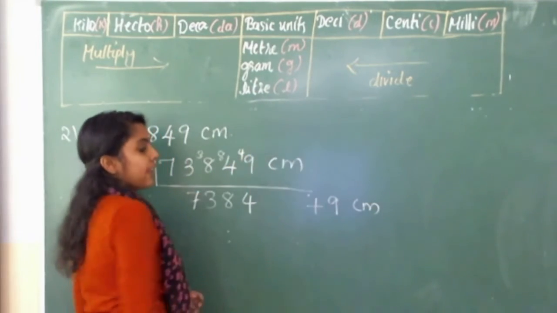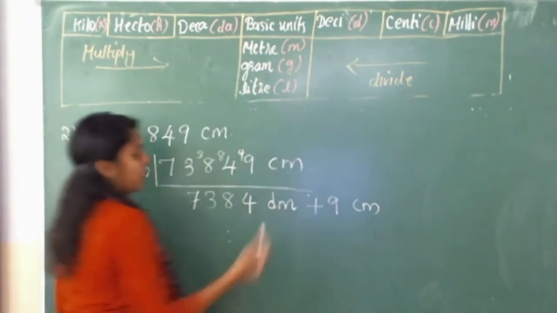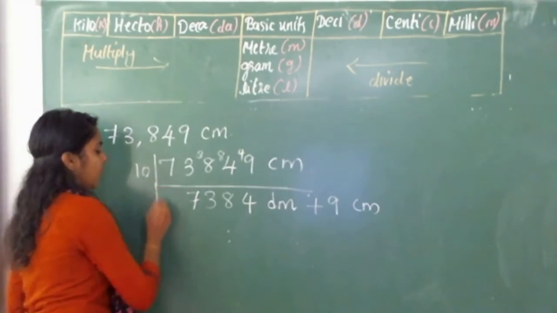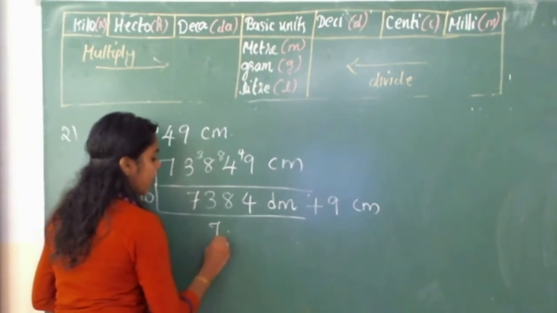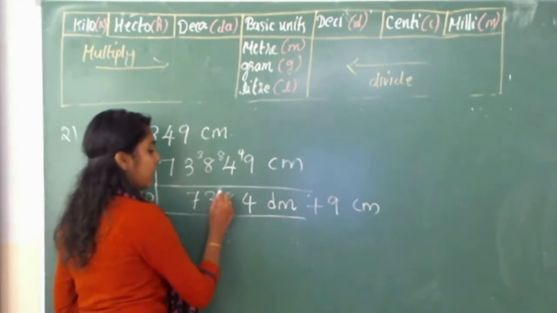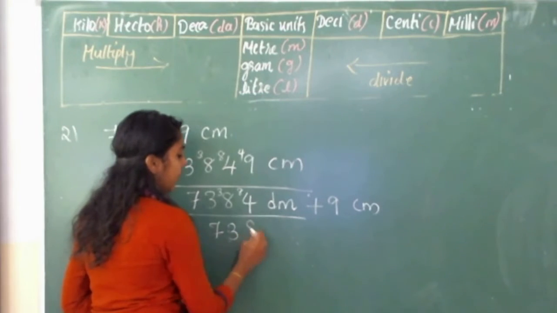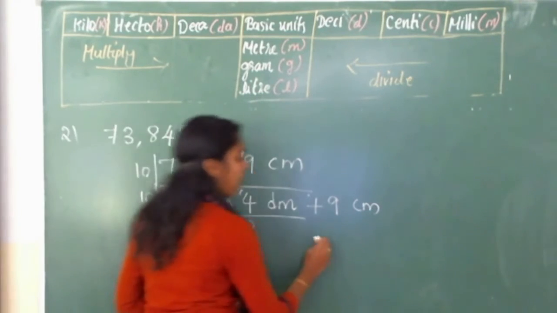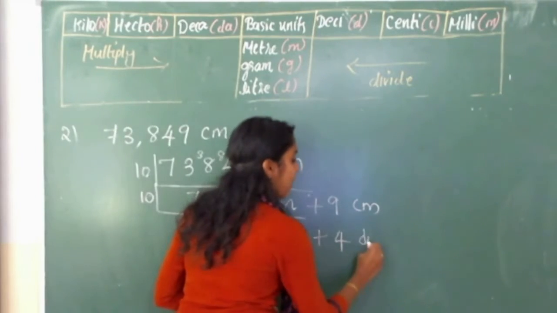Centimeter, after which is the next one? Decimeter. So, this is the new one, decimeter. Again division by 10. 10 7s are 70, remainder 3. 10 3s are 30, remainder 8. 10 8s are 80, remainder 4. The 4 belongs to this decimeter.